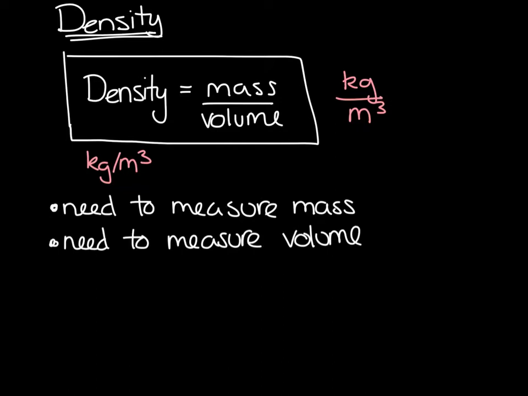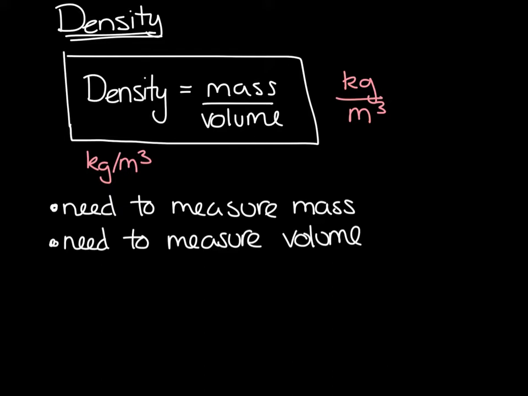So it could have a tiny mass in a big volume and then it would be less dense, or it could have a big mass in a tiny volume and then it would be more dense. The units of density are kilograms per metre cubed, and we get that because we measure mass in kilograms and volume in metre cubed. So when we divide kilograms by metre cubed, we get kilograms per metre cubed.